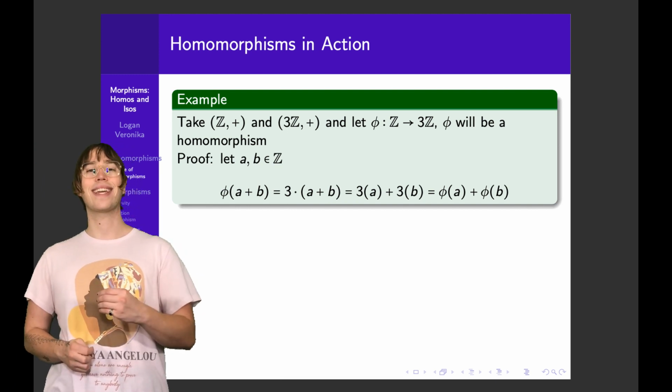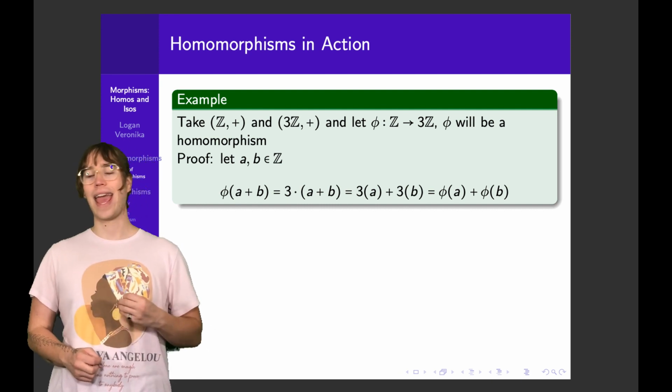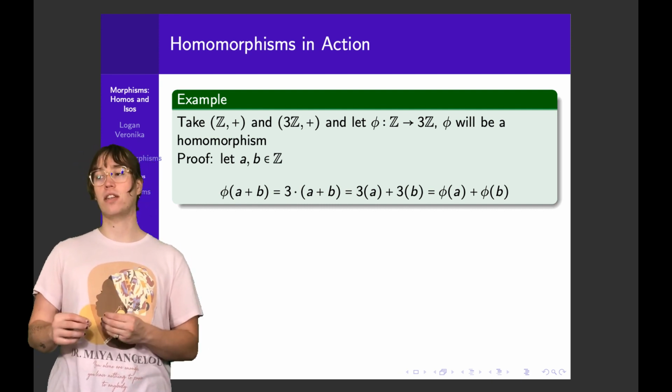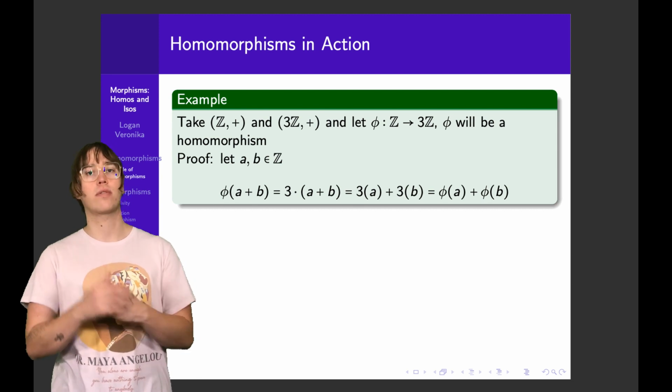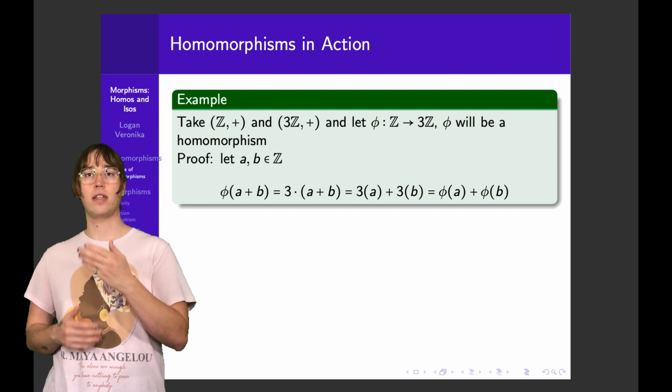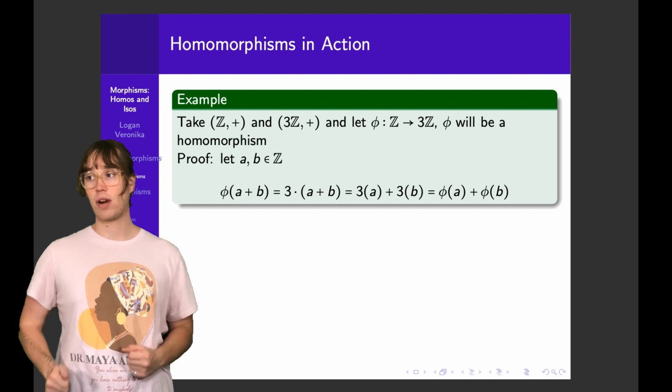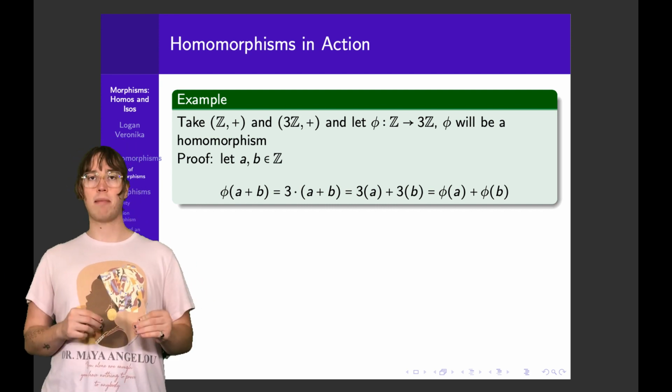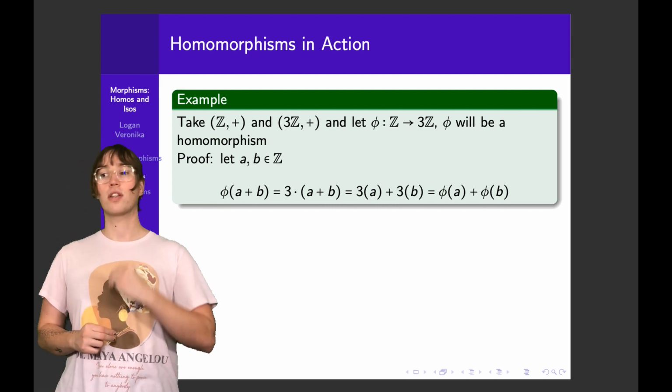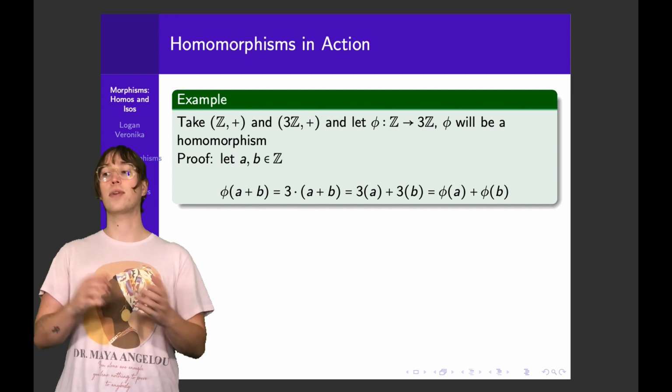So let's take the integers under plus and 3 times the integers under plus. And so what is 3Z? Well, that's just 0, 3, 6, 9, and so on, and also in the negative direction. So then we want to build a map phi from the integers to 3Z.